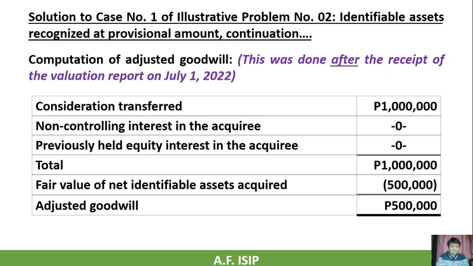Here you can see the difference. The goodwill that we computed before the receipt of the valuation report is only 300,000. But now, it became 500,000 pesos. So, we have to make an adjustment. The adjustment is 200,000 pesos.